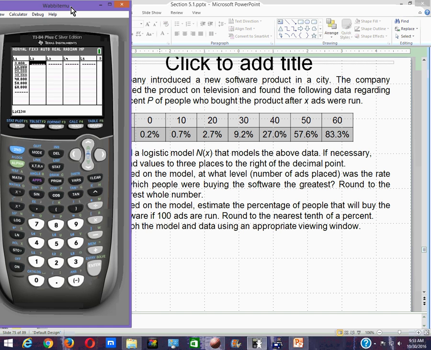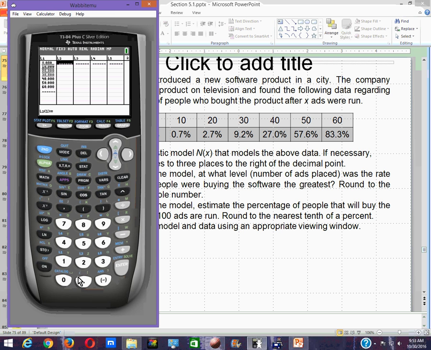I believe that was 0.2, yes. So 0.2, 0.7, 2.7, 9.2, 27, 57.6, 83.3. And of course we quit.